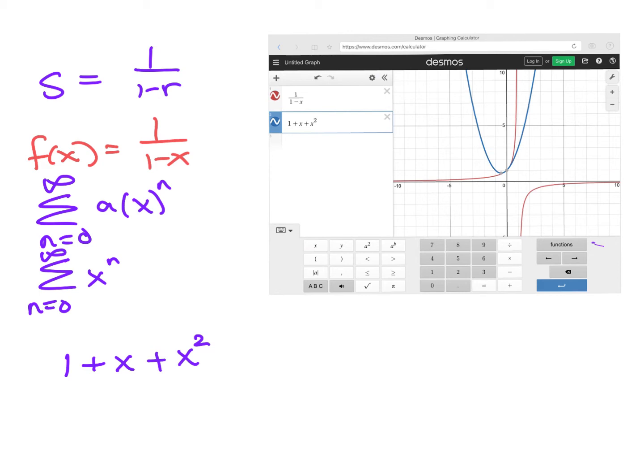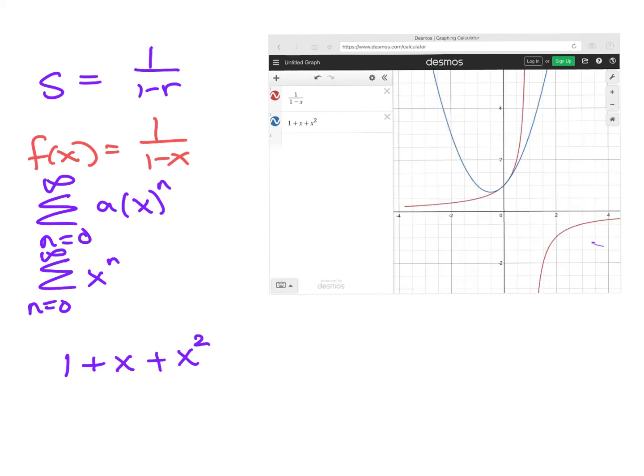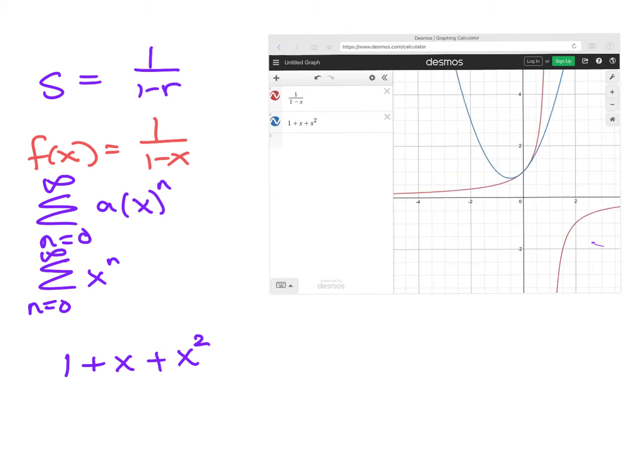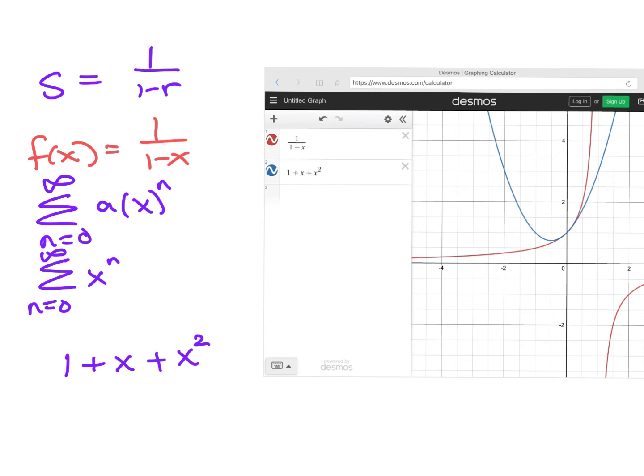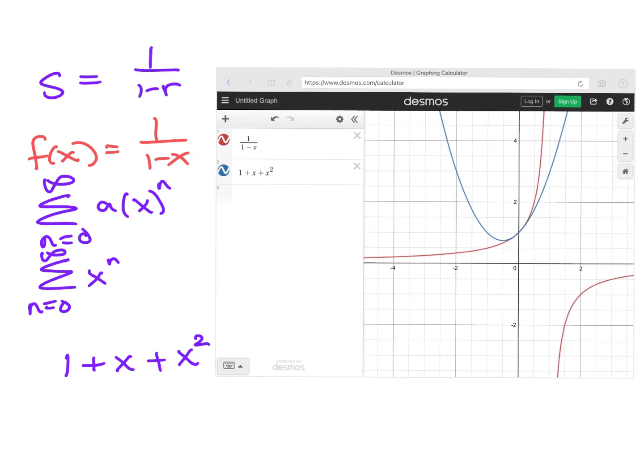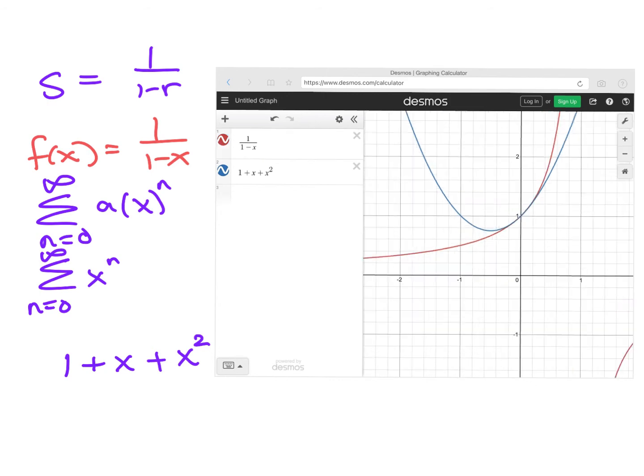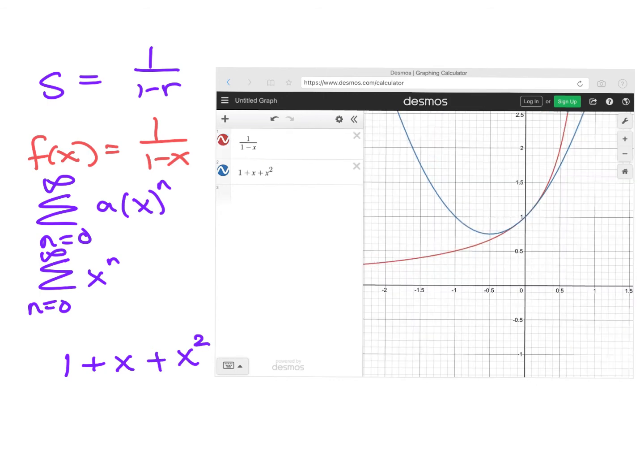We have a quadratic, we have a rational function, but if we zoom in, there's definitely an area where they look really similar. And I'm going to zoom in even more. Let's move this over. There we go. If I zoom in even more, I would almost say that from here to here, they look really similar.